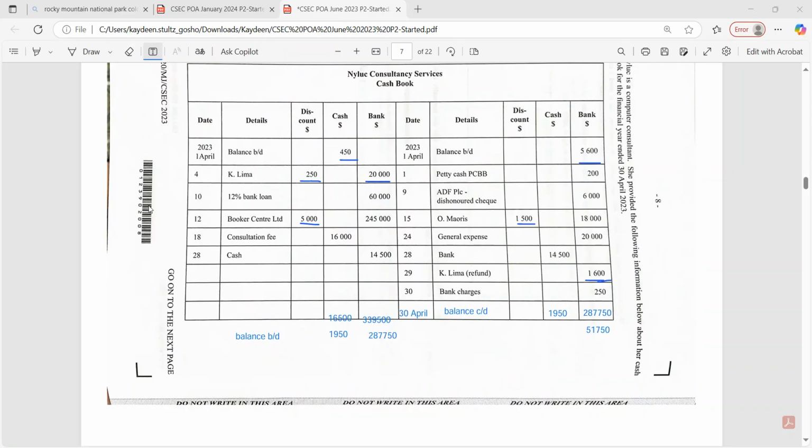All right, so you can pause the video and check. Now, when you minus 51,750 from 339,500, we will get 287,750. That is our balance CD on our credit side, since it is the side with the smaller total. Now we go on our debit side, and the balance CD will turn balance BD for the first of the following month, which is May, and it is 1,950 for cash and 287,750 for bank.